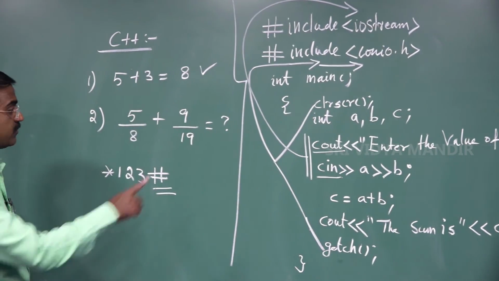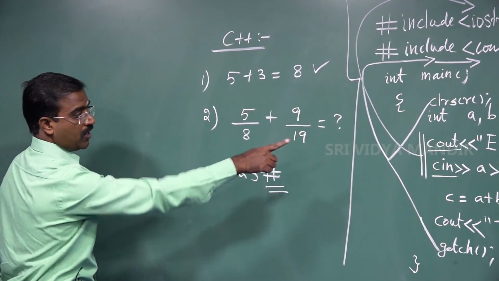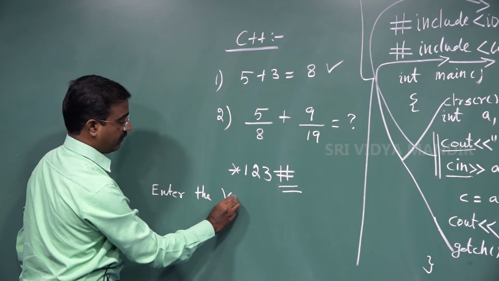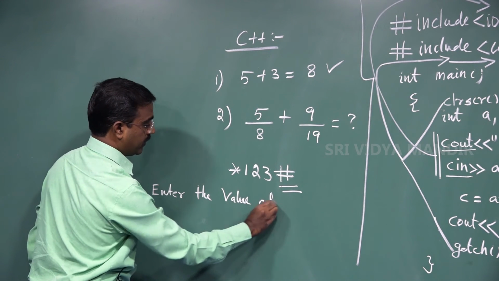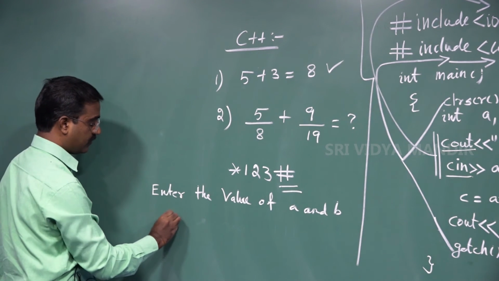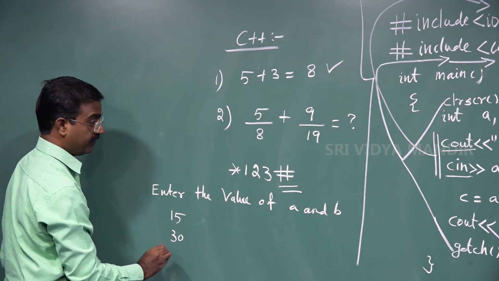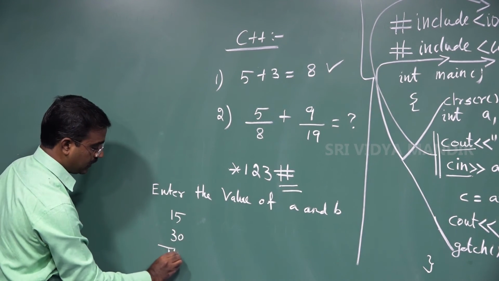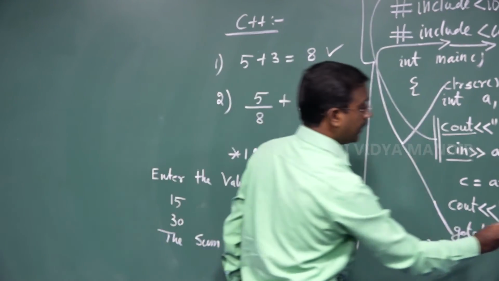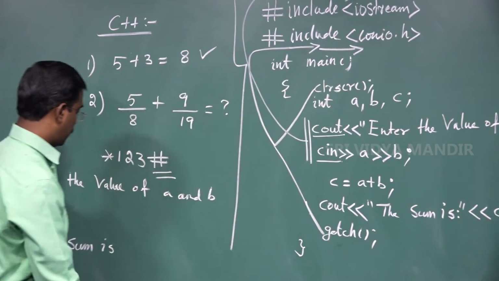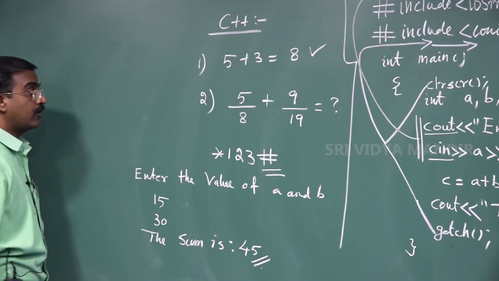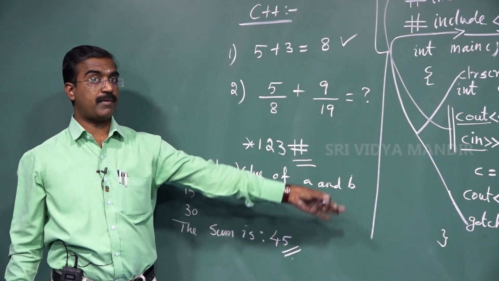Now manually we'll check this program. Now what question will be raised? Enter the value of a and b. That is the question. So a is 15 and b is 30. The final answer: the sum is. Here also, the sum is, within the double quotes with a colon. Same here, the sum is colon 45. Okay, children, I think you understand this program clearly.